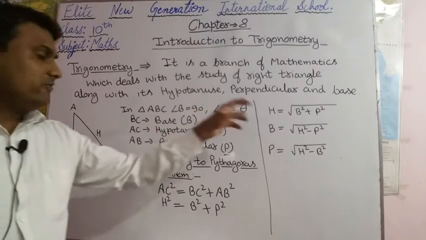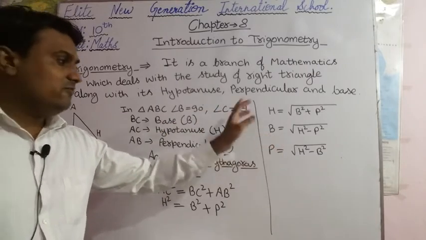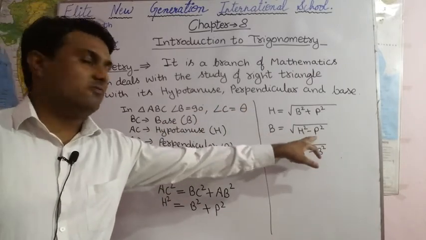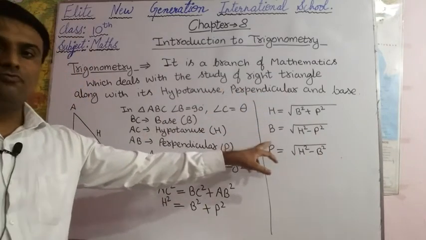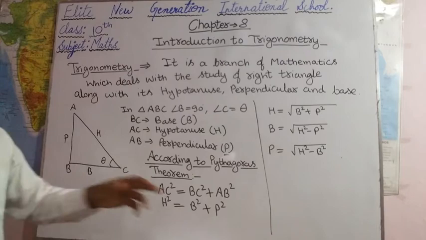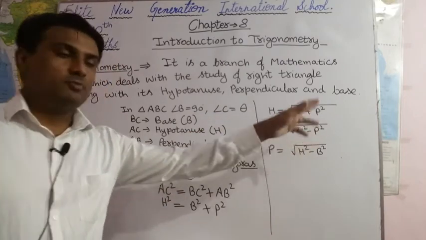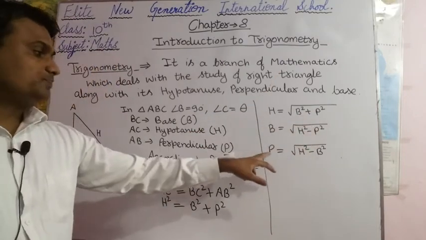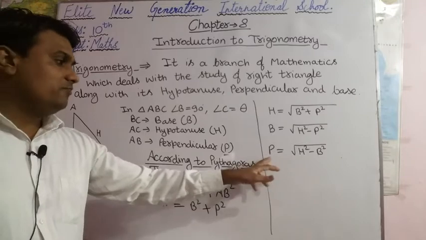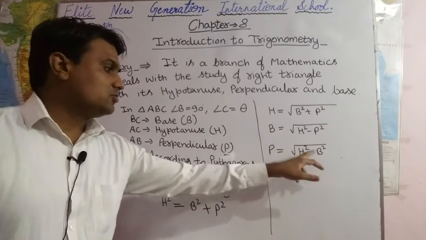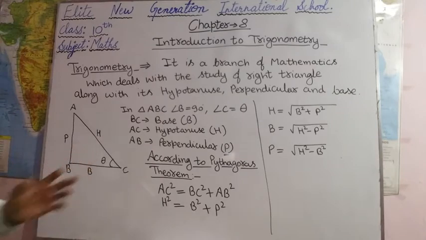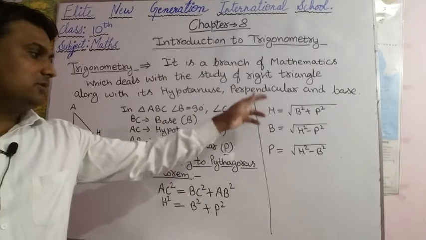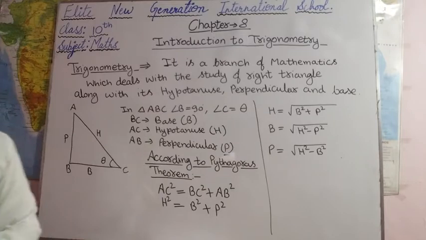And if we have to find the value of base, and we are given the value of hypotenuse and the value of perpendicular, then by this formula we can find the value of base. So B equals under root H square minus P square. For finding the value of P, it will be under root H square minus B square. So these are the important formulas by which we can find the value of hypotenuse, base and perpendicular.